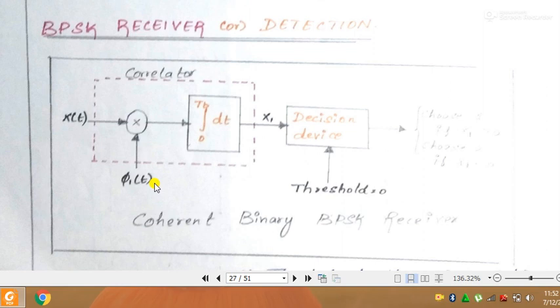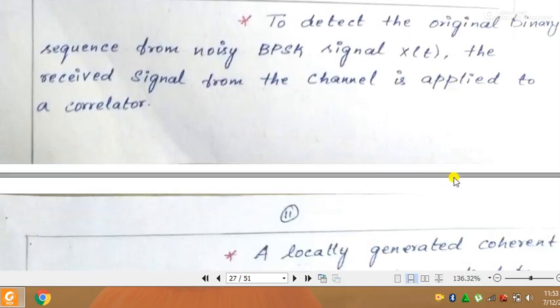The output of the multiplier is integrated over one bit period, and the output x1 is given to the decision device. If the correlator output exceeds the threshold, the receiver decides in favor of symbol 1, that is, x1 greater than 0, the output will be 1. If x1 is less than 0, the output will be 0. If x1 is equal to 0, the receiver makes a random guess in favor of 0 or 1. So this is the operation of the BPSK receiver.